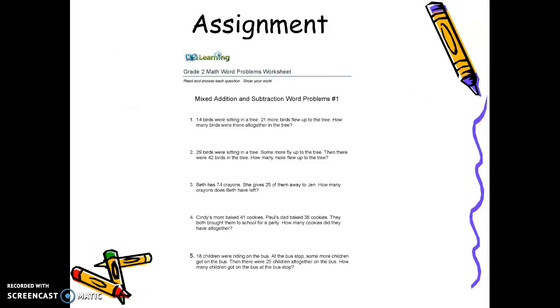So for tonight's assignment, you should have been sent home. You should have this in your homework folder with the word problem worksheet. I want you to work on these. I want you to circle the keywords in each sentence, and I want you to solve it as well, okay? So bring it in tomorrow. Thank you.